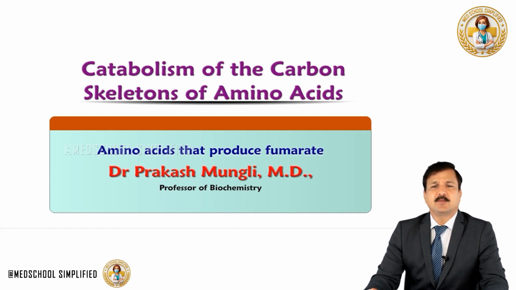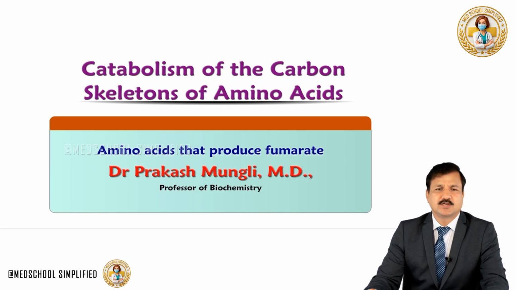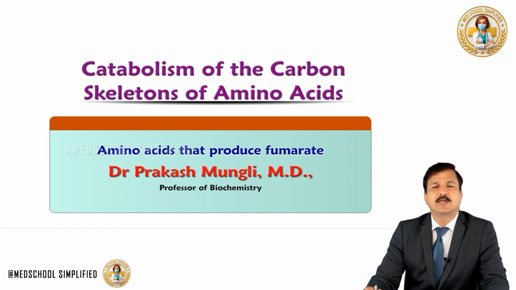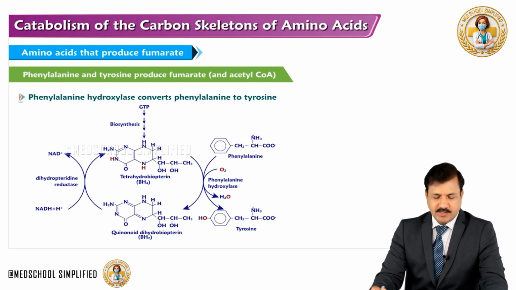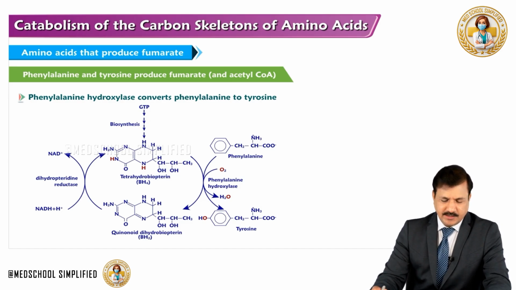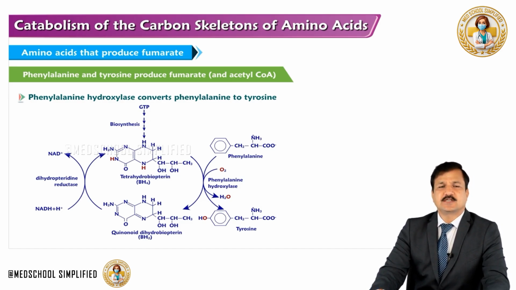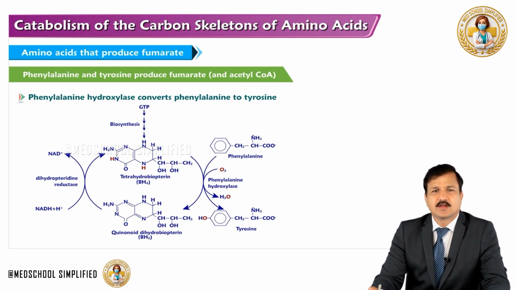So, in this lecture series on the catabolism of the carbon skeletons of amino acids, in this particular lecture I will be going over amino acids that produce fumarate. Let's get into the details. The amino acids that produce fumarate as one of the TCA cycle intermediates are phenylalanine and tyrosine, through their catabolism.